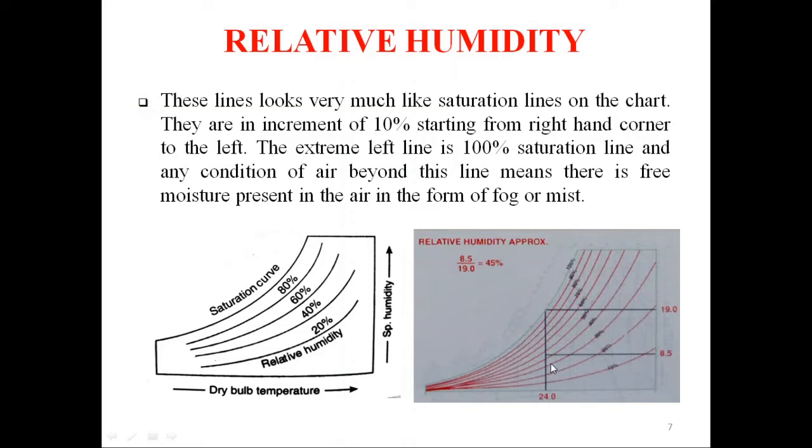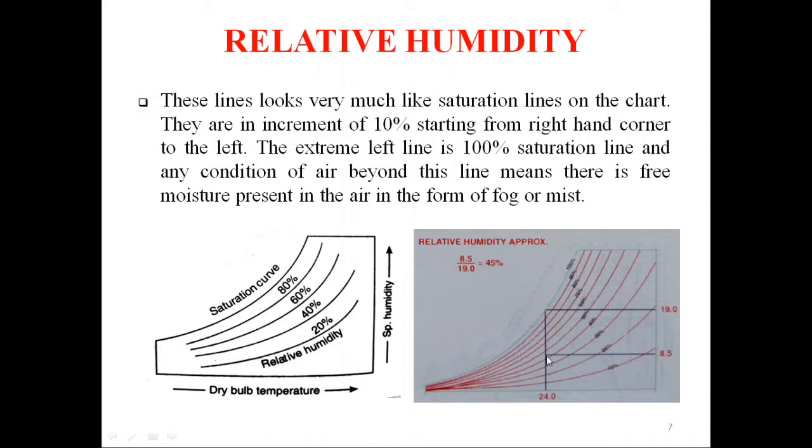As you can see, the formula is 8.5 divided by 19.0 equal to 45%. Now we will find this value. Suppose this is our required point. At this point we find the value of dry bulb temperature as 24, suppose, and for the specific humidity you draw a horizontal line towards the right and you get the value 8.5. Now from this required point draw a vertical line upward. It will cut the saturation curve line, that is the 100% relative humidity line, and from this point again you draw a horizontal line towards the right and you find the value of specific humidity as 19.0.